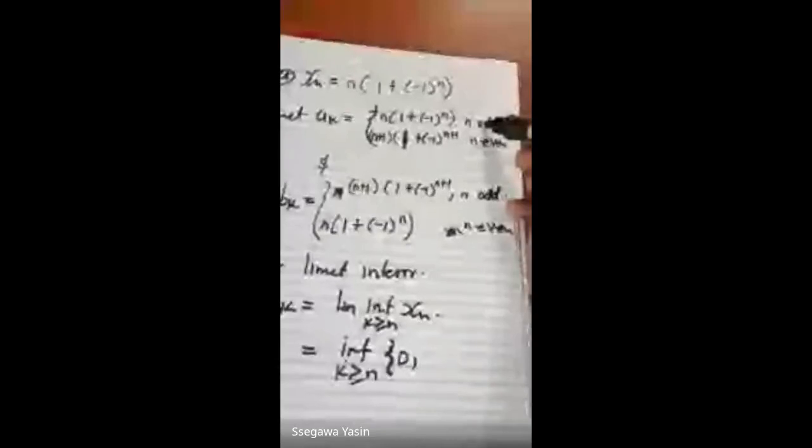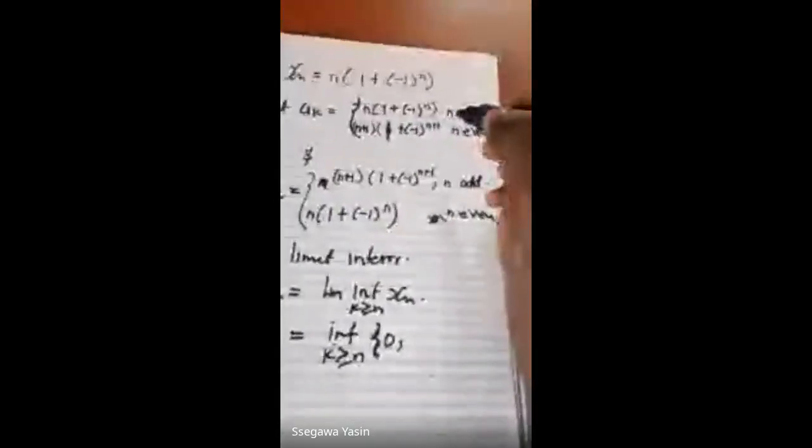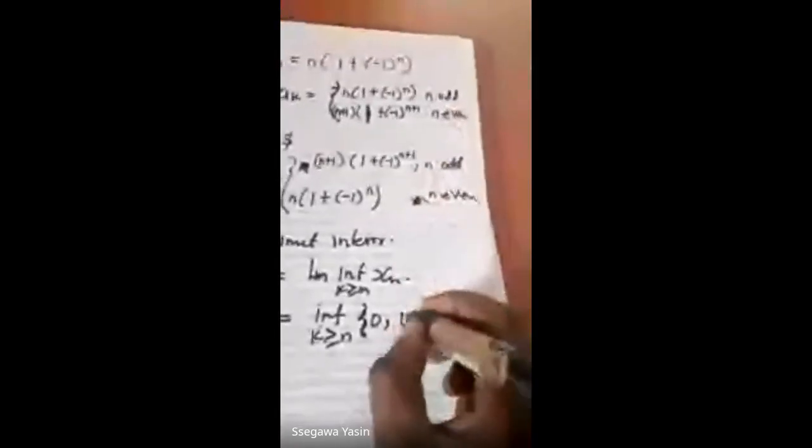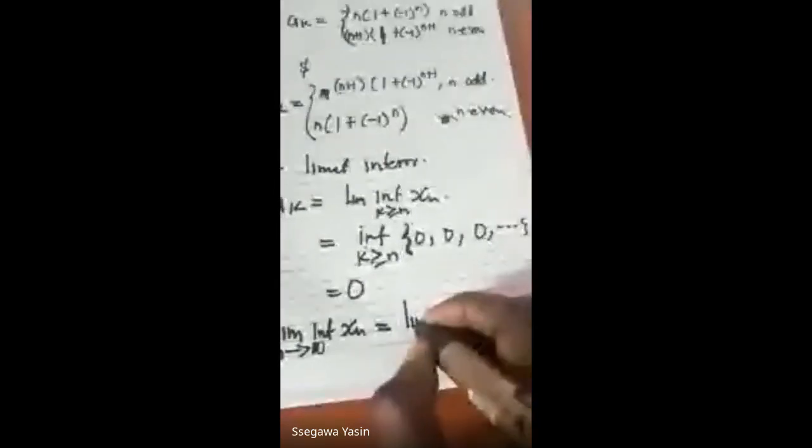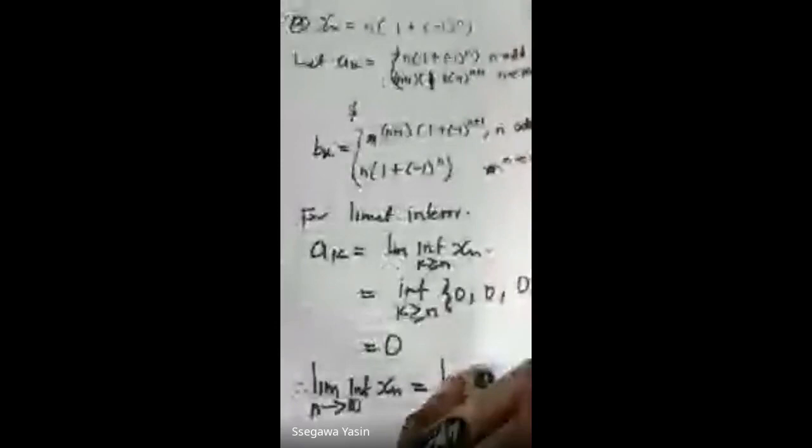When I put n is equal to 3, I think still I will get a 0. I'll get a 0 like that. So here I'll get a 0. Therefore, the limit as n goes to infinity of this, the limit inferior of xn, will equal the limit as n goes to infinity of ak, which is 0. The difference is going to be on finding the limit superior.